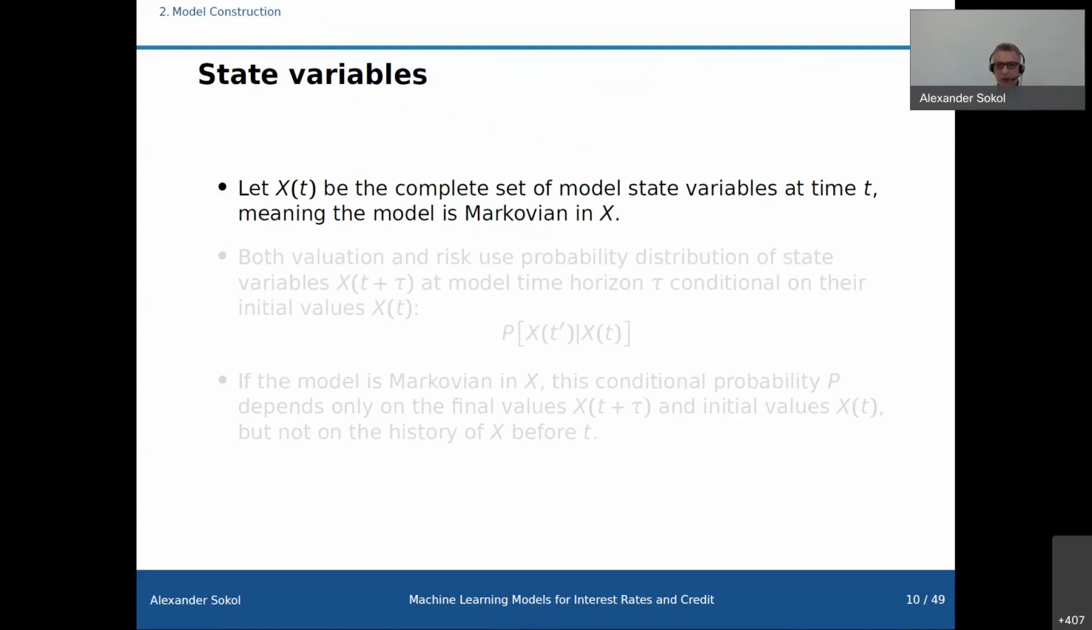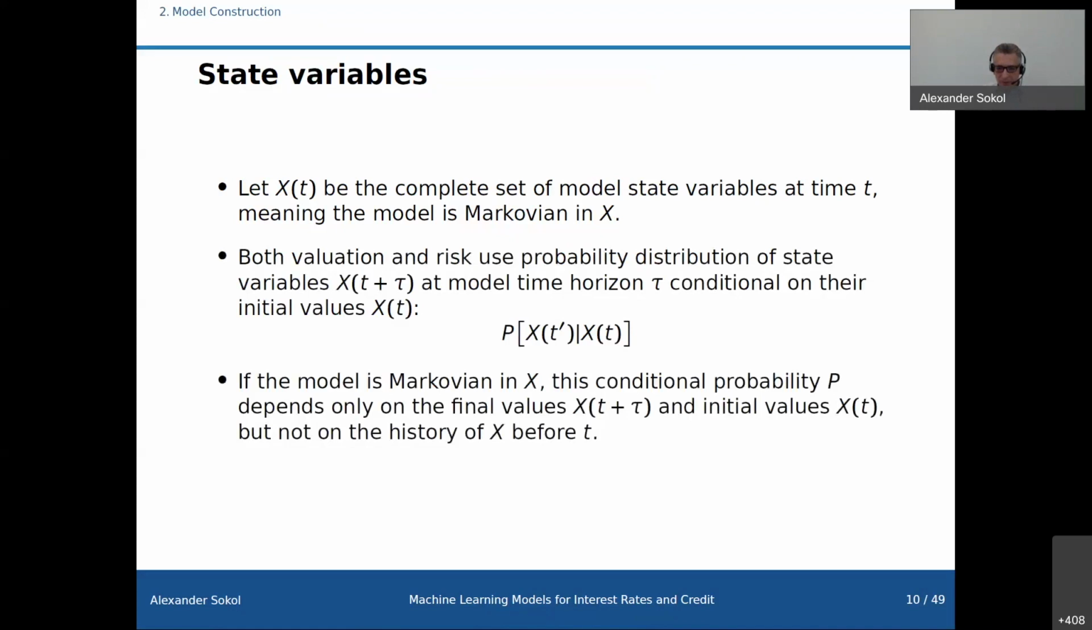So let X of t be the complete set of model state variables at time t, meaning the model is Markovian in X, right? So now the model is Markovian. When you say Markovian model, immediately as a quant I start thinking one-factor model, two-factor model, short-rate model. Actually, no, because it could also be a path-dependent model. Markovian in X simply means that if you have any path dependence, in other words, if your future prediction depends on the past history, you simply incorporate it into the state variable. So I'm not restricting our model in any way here.